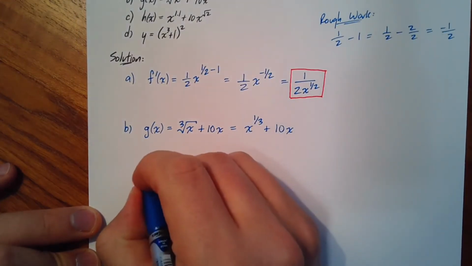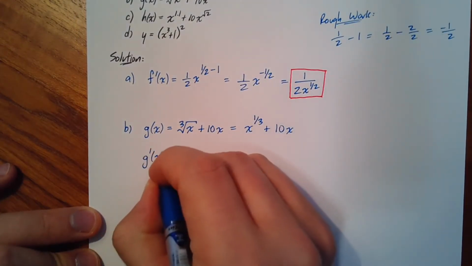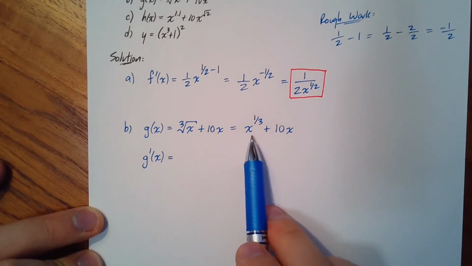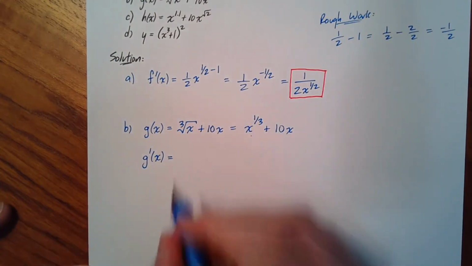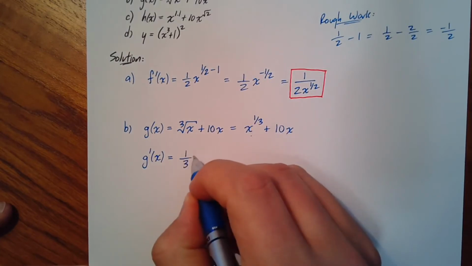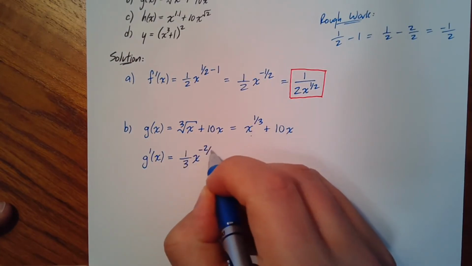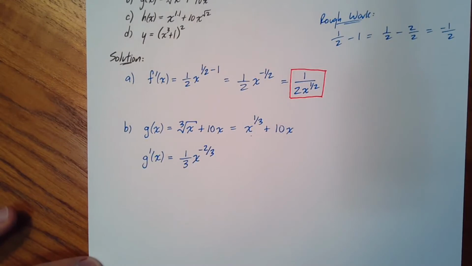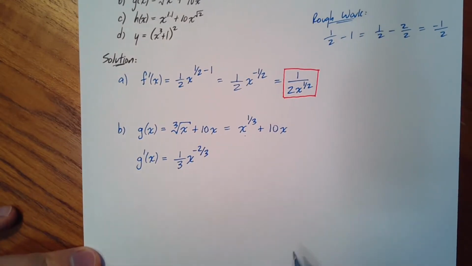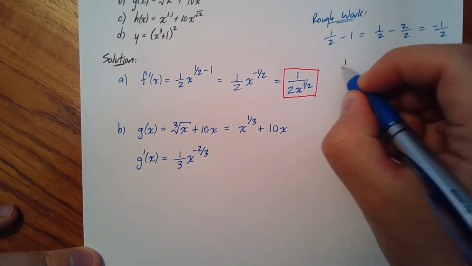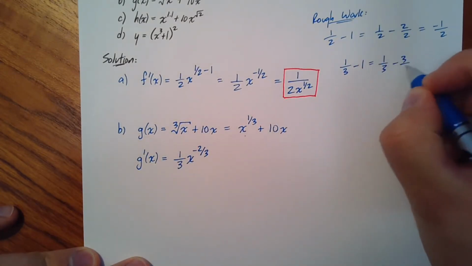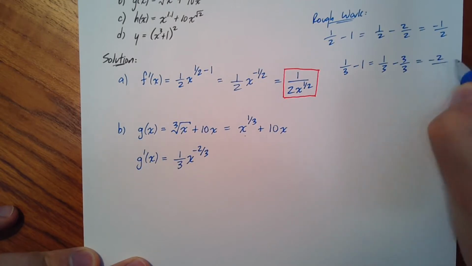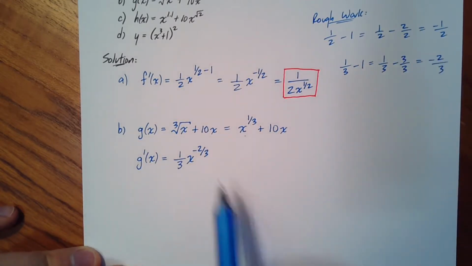So now I can say g prime of x, and then we'll just do the power rule on these two terms, right? So if I do the power rule on x to the 1/3, I'm going to get 1/3 x to the negative 2/3, right? And if you don't see where that came from, really I just went 1/3 x to the 1/3 minus 1. I'm just going 1/3 minus 1 is really 1/3 minus 3/3, which is negative 2/3. So that's where this exponent came from.